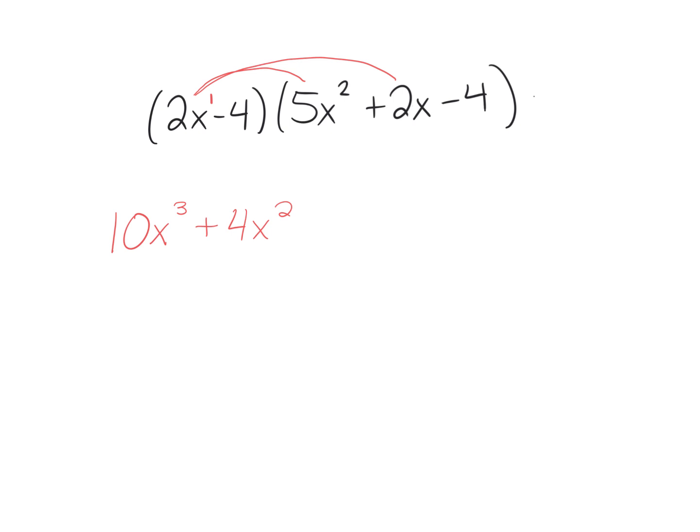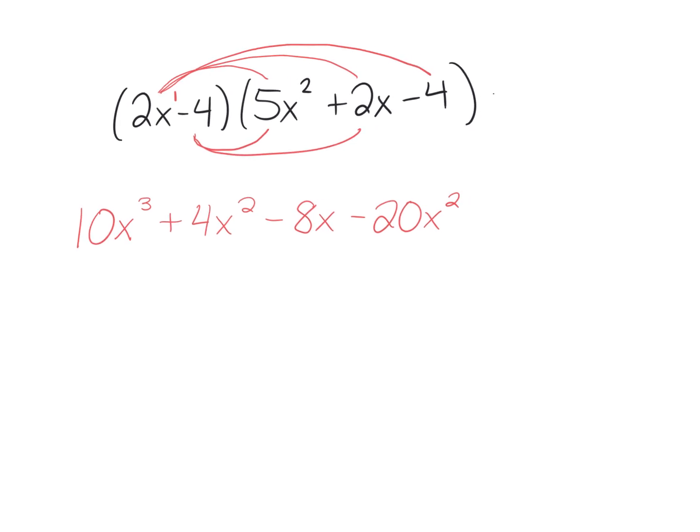4x squared. Yep. What do I do next? 2x times negative 4 is? Negative 8x. What do I do next? Switch to 4. Same thing with the 4. So I take negative 4 times 5x squared, which is negative 20x squared. What do I do next? Negative 4 times 2x.